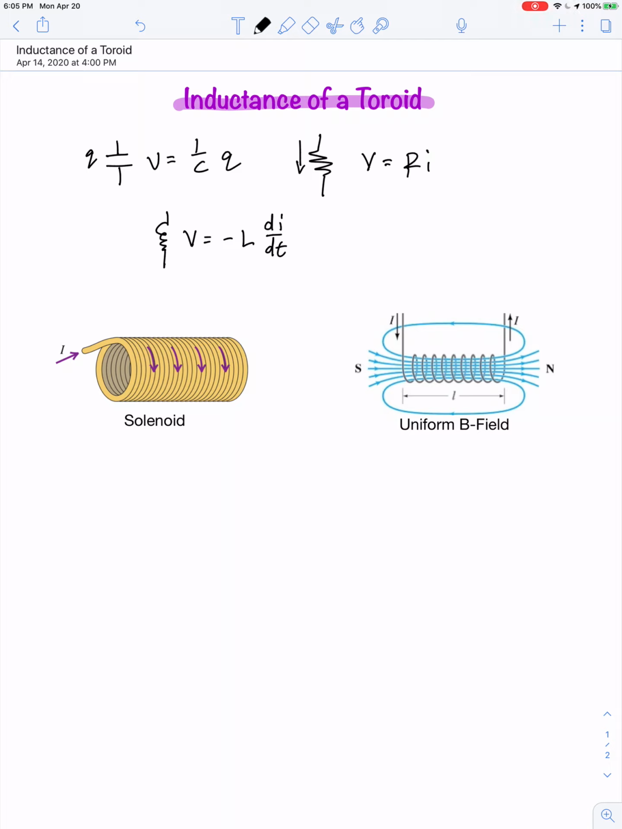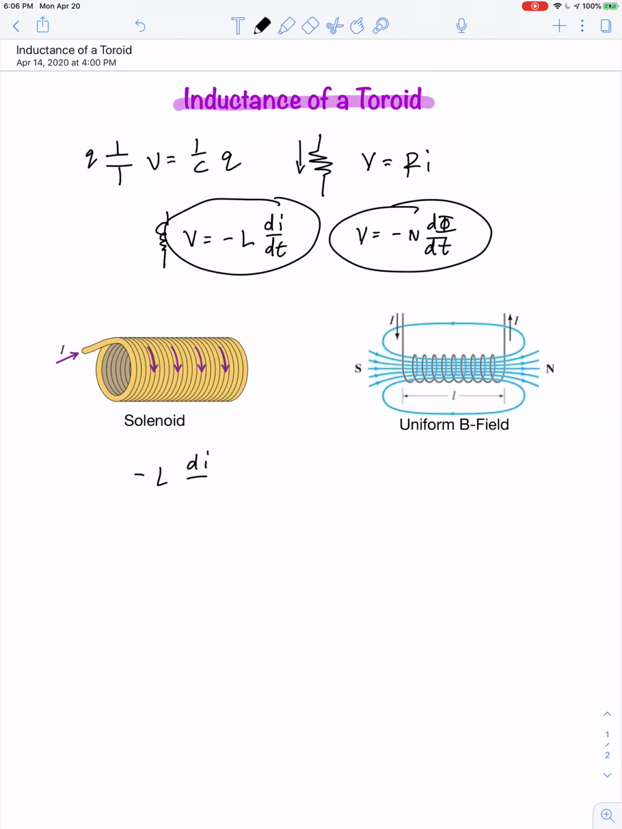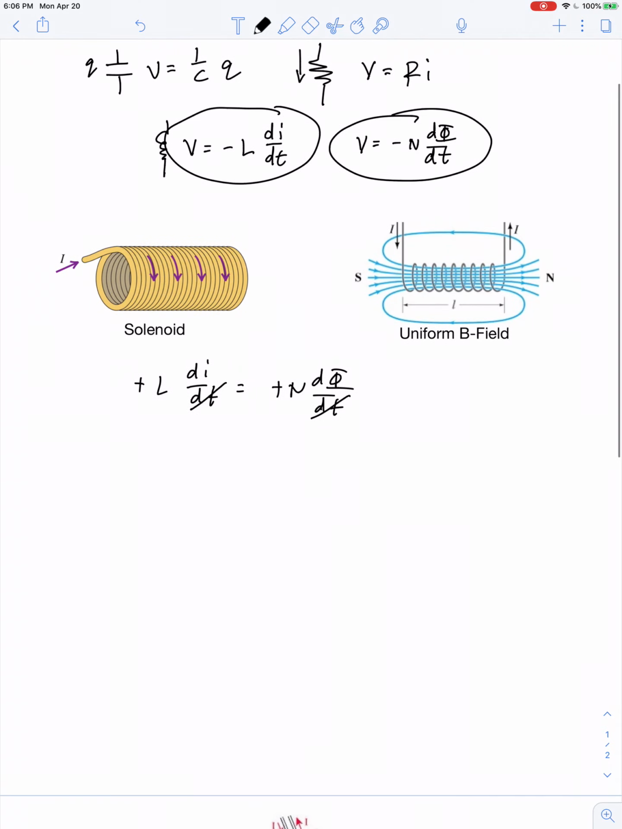But we also know from Faraday's law that induced voltage is equal to negative N times the rate of change of flux. So these two equations have to agree with one another. And if we set them equal, we find that negative L di/dt is equal to negative N dΦ/dt. So if we cancel out the negative signs and multiply both sides of the equation by dt, we get L di equals N dΦ. Integrating on both sides of the equation gives us Li is equal to NΦ.